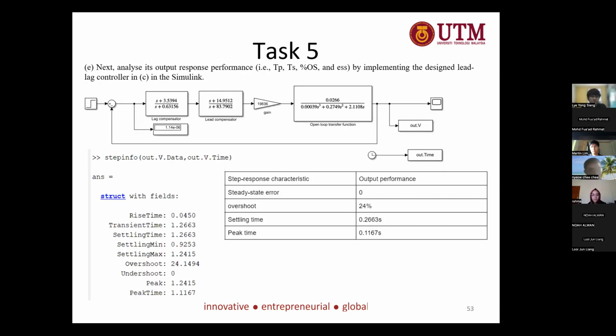So here is our simulation circuit. We can observe that the steady state error from the display block is 1.14 times 10 to the power negative 6, so the steady state error is very close to 0. And then we can get that our overshoot is 24%, our settling time is 0.2663, and our peak time is 0.117867.